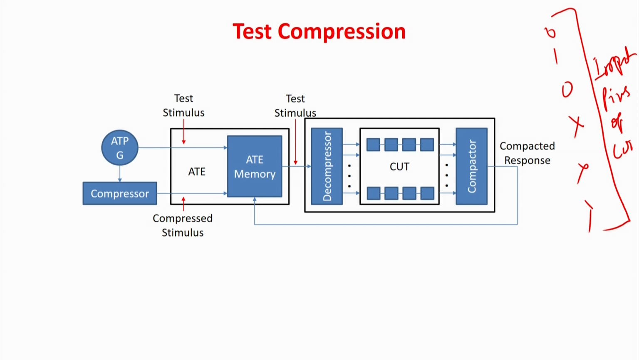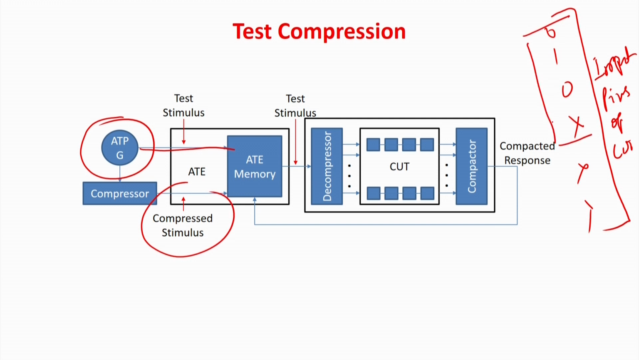Now let us see what we are trying to do here. This is your ATPG algorithm, generating some test stimulus. Now this is the ATE memory. Some patterns we can put directly into the memory, and some patterns can be compressed, because if you have a pattern with no don't cares, that has to be put directly into the memory. But for most patterns, 99.9% of the vectors can be compressed. Compressed means I will reduce the width and put it into the ATE memory.